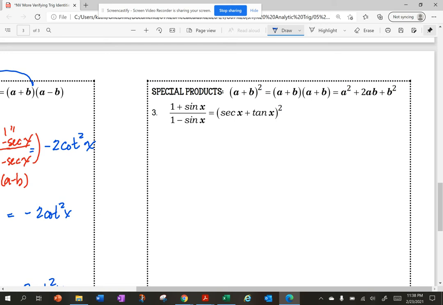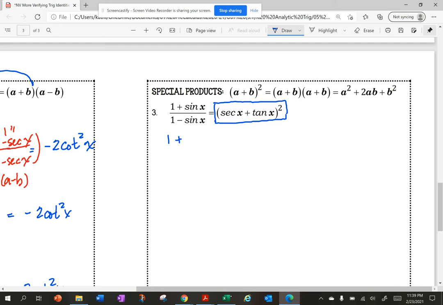Okay, here's the sum of squares. So a plus b quantity squared is a plus b times a plus b. And when I multiply it out with my double distribution, I get a squared plus 2ab plus b squared. So I'm using that fact with this one. Looking at problem number 3, the right side is my more complicated side, so I'm going to leave the left side as is.